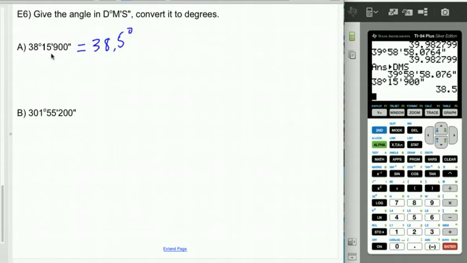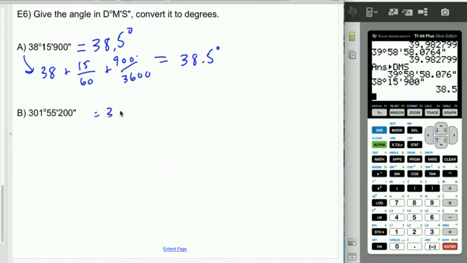The other way to do it is to do 38 plus the 15 over 60, because that's minutes, and the 900 over 3600. And then hit enter, and if you type that in your calculator, you're going to get 38.5. It doesn't matter to me which one you pick. Now I'm going to do the second one that way because I think it's pretty straightforward to type in, but do the other one if you want. So this would be 301 plus 55 over 60 plus 200 over 3600.